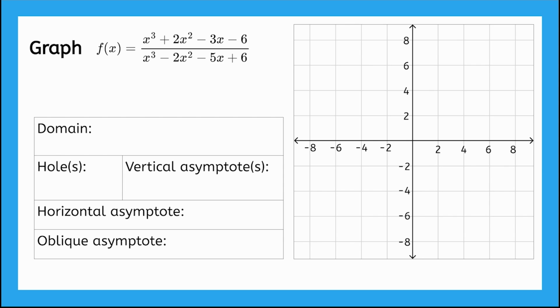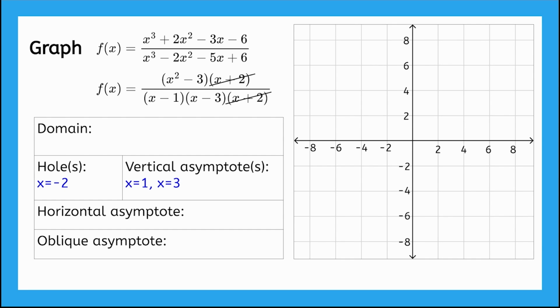Here's the factored form of the function. And what do we know about it? The factor x plus 2 cancels out, so it has a hole at x equals negative 2 and vertical asymptotes at positive 1 and positive 3. That means that the domain contains all real numbers except negative 2, 1, and 3.